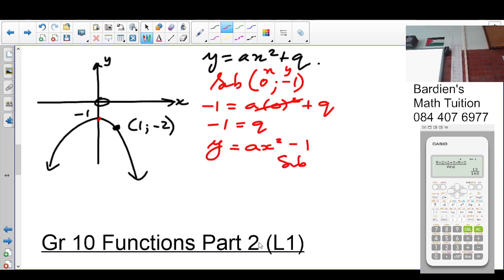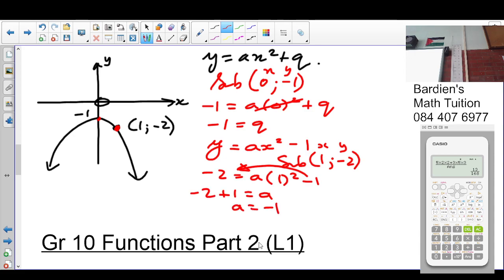We'll find a point on this line which you haven't used yet, which is 1 and negative 2. Remembering there's an x and a y. So negative 2 is equal to a into 1 squared minus 1. Take the negative 1 over, so negative 2 plus 1. So a is minus 1. Therefore y is equal to negative x squared minus 1.